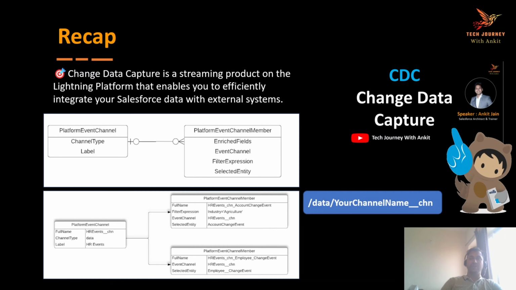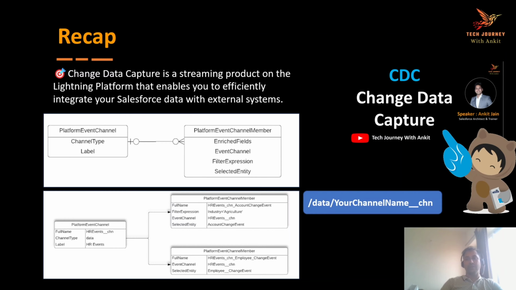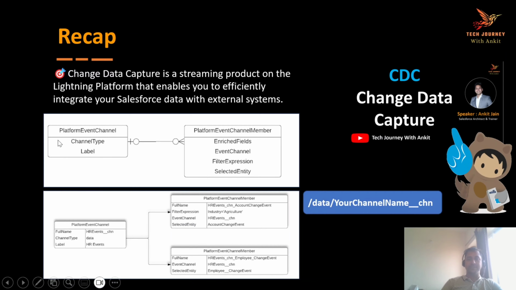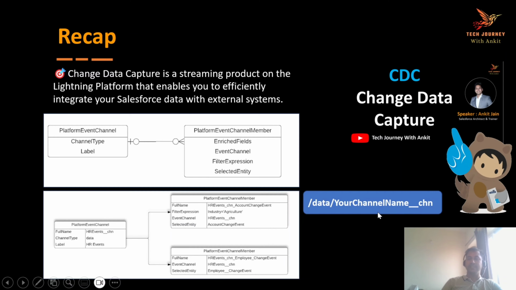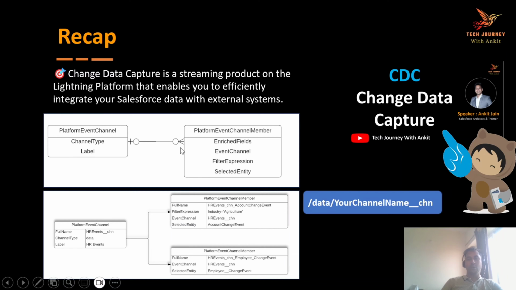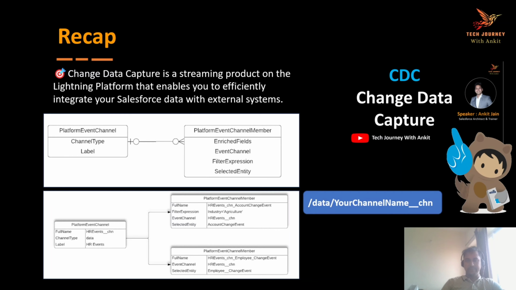In the previous session, we also discussed that by default, we get the standard channels from Salesforce. Also, Salesforce provides the provision to create our own custom channel. Creating a custom channel is a two-step process. First, you create the custom channel, and after that, in that custom channel, we add the channel member. Once the custom channel is ready, it is represented by slash data followed by the custom channel name, underscore underscore chn. I recommend that before you continue with this part, you go over the previous parts where you can understand the standard channel and the custom channel in more detail.